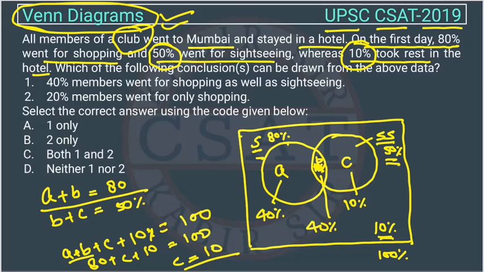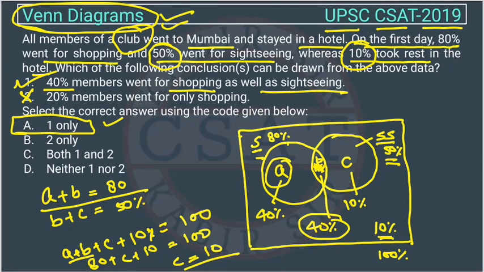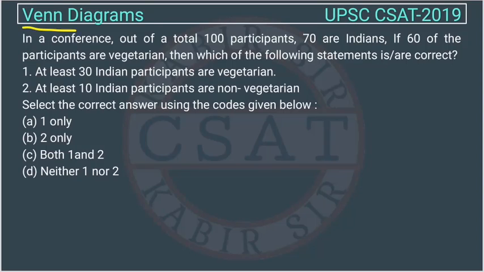Now we will see: 40% of members went for shopping as well as sightseeing. So see, this 40% are going for both, shopping as well as sightseeing. So this is right, this is correct. 20% of members went for only shopping. So the 20% who went for shopping, this is wrong. The ones who went for shopping are this A, this is 40, right? So this is wrong. So the answer is A, because only the first statement is right, right? So answer is A.